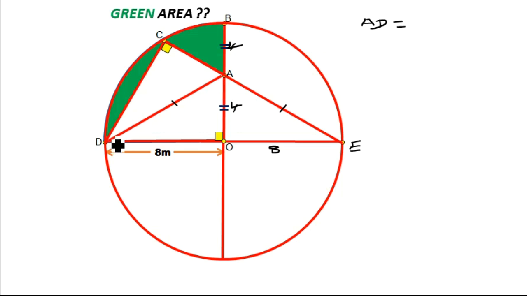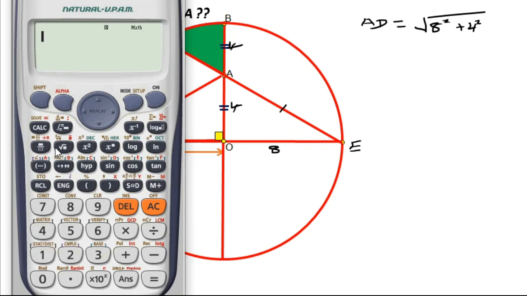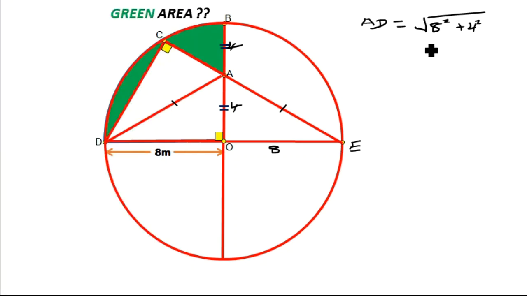you will use Pythagoras theorem. Because AD is the longest side, that is the hypotenuse, opposite squared plus adjacent squared is hypotenuse squared, meaning AD will be the square root of 8 squared plus 4 squared. And you get that length to be 4 root 5. So the length AD we found is 4 root 5.